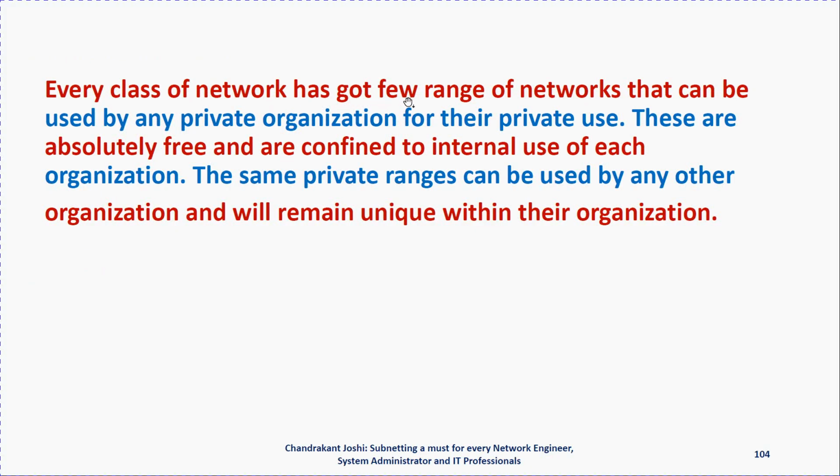Every class of network has a few ranges of networks that can be used by any private organization for their private use. So class A, class B and class C. These are absolutely free and confined to internal use for each organization. The same private ranges can be used by any other organization and will remain unique within their organization. So if there are millions of organizations, they can use the same class A, class B and class C private IPv4 addresses because they remain unique within your organization and the packets sent from them are not routable through the internet. So there is no conflict.